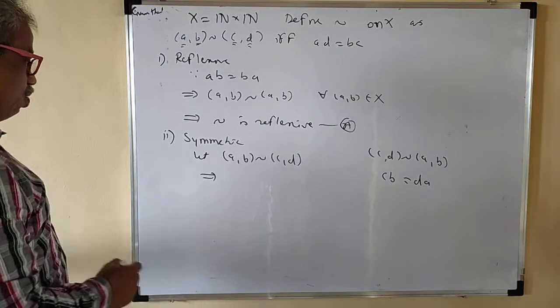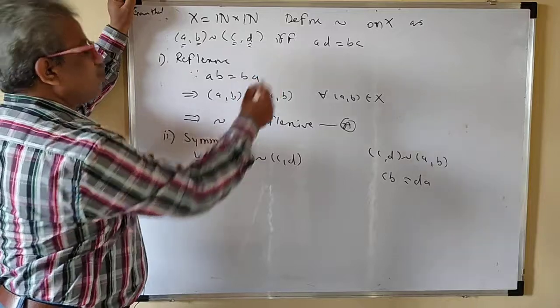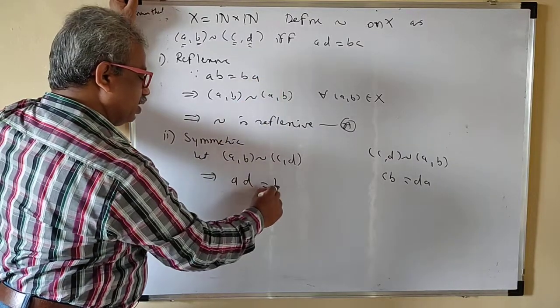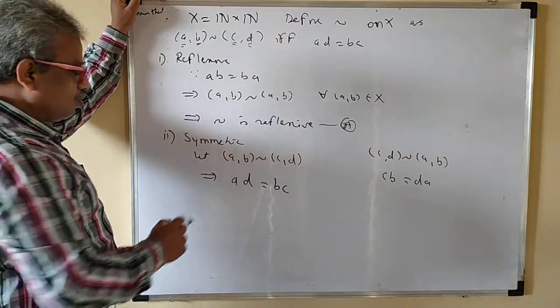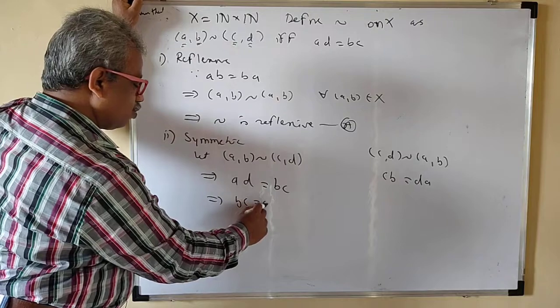Okay, so what do we have? AB is related to CD. So AB is related to CD means what? AD is equal to the first and the last one, and the second one is the first one, BC. Right? So we can interchange the places. BC is equal to AD.